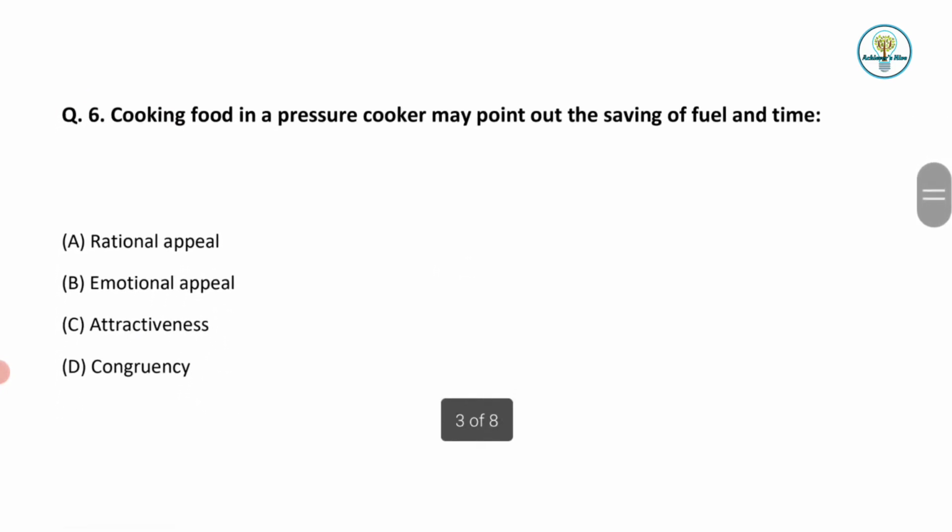Cooking food in a pressure cooker may point out the saving of fuel and time. This is very logical, and whenever there is anything logical, the appeal is always rational, right? So cooking food in a pressure cooker may point out the saving of fuel and time. The correct answer for question number 6 is option A.